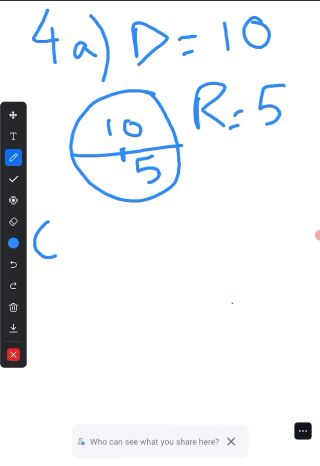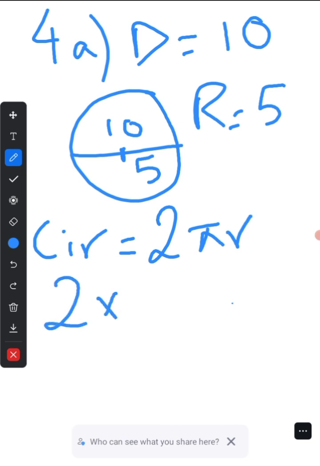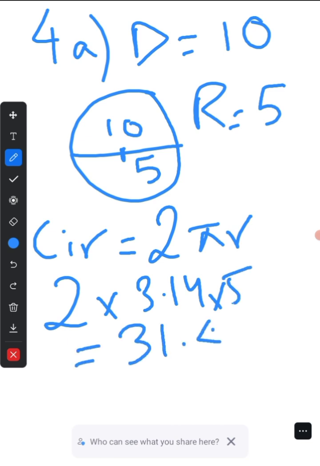So we will be finding the circumference now. For the circumference, our formula is 2 pi r. So 2 multiplied by 3.14 multiplied by 5. What do I get? 31.4 centimeter.